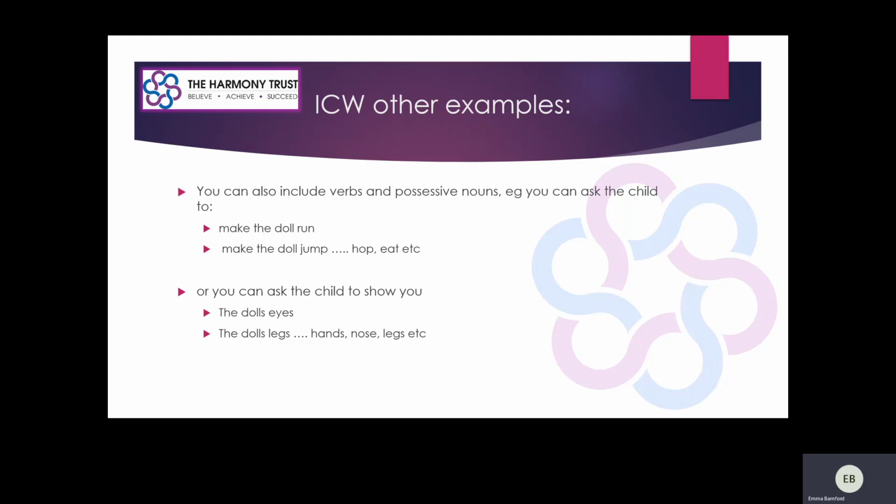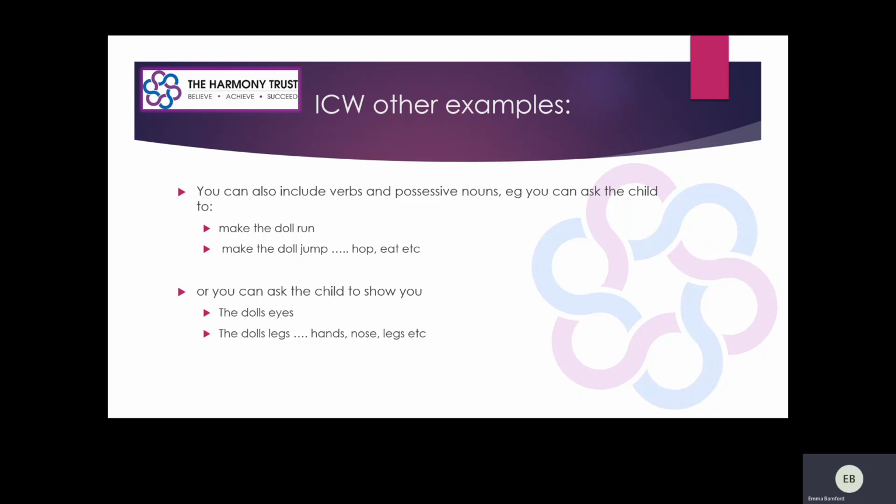At 2 information carrying words, it can be beneficial to include instructions that contain objects. So we've got the doll, teddy, maybe a car or a train. But you can also include verbs like run, hop, sleep, and you can also include possessions, hand, eyes, shoes. So you could ask the child to make the doll run, or you could ask the child to show you the doll's eyes.